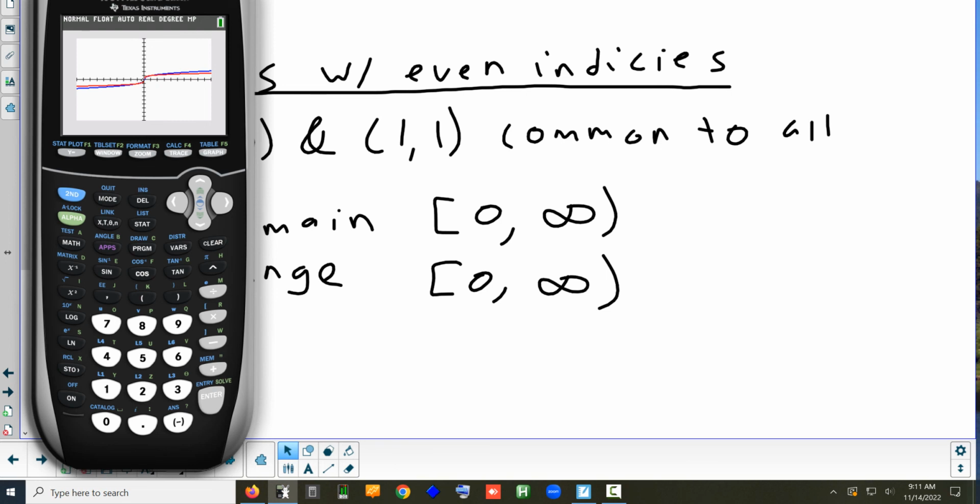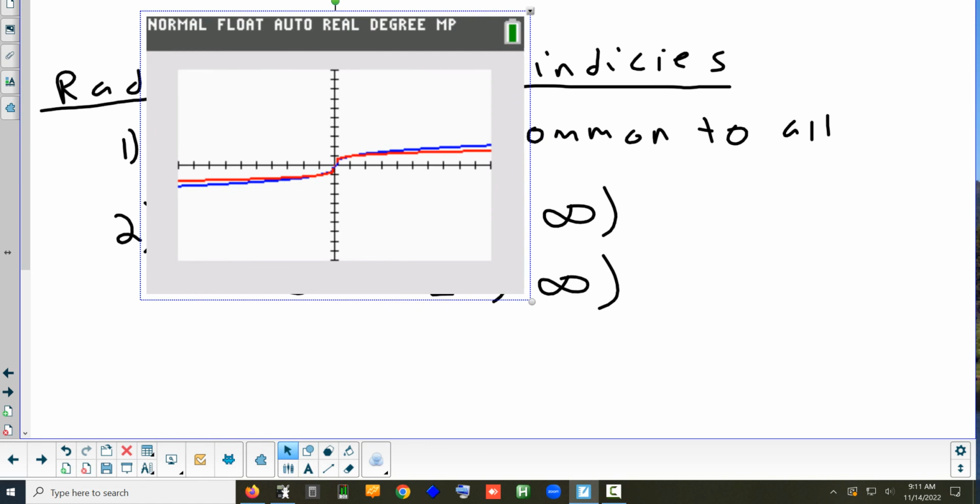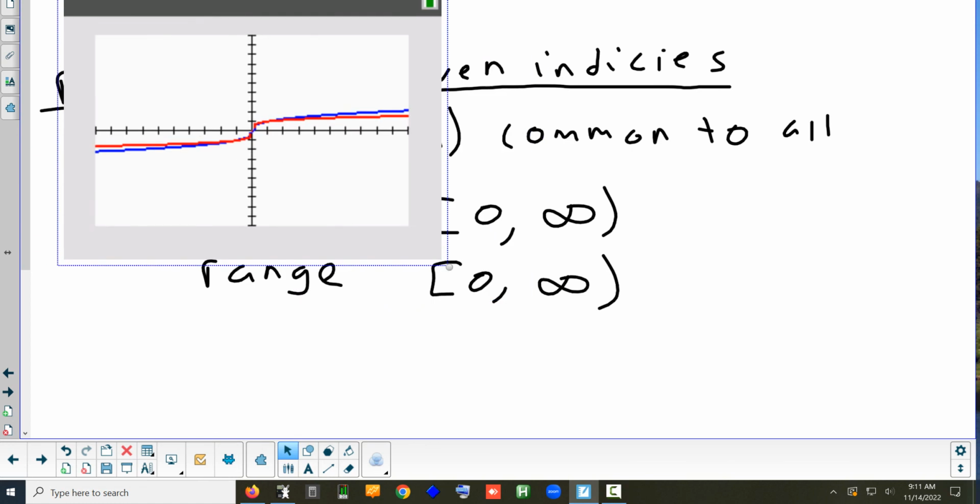So what does that mean the domain is going to be for odd roots? Yep. Negative infinity to infinity. It's all real numbers. And how about the range? Yep. Also negative infinity to infinity. Right, the range is also negative infinity to infinity. These graphs will slowly just keep going up and down forever.